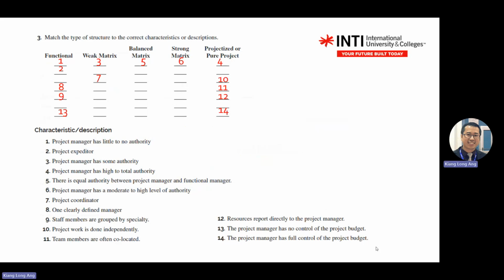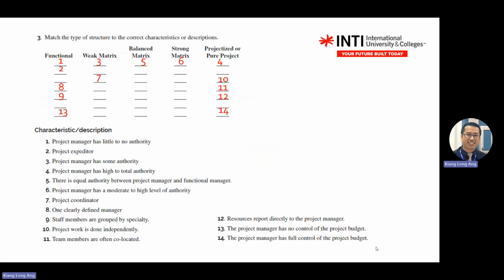Projectized. Okay, all right. So if you see matrix, weak or strong, it depends on the degree, low to high or to total. And then it always mentions both, like functional manager and project manager. You see these two mentioned together, then it will be under matrix. This is the textbook answer. So again, we just take this out.